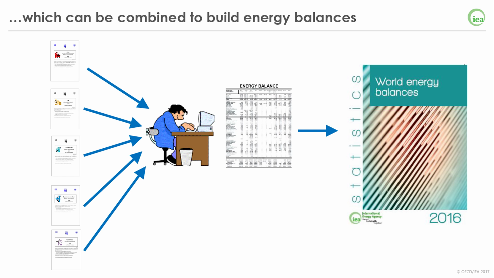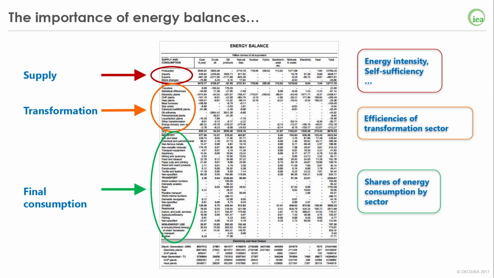Energy balances give a very powerful piece of information and permit, combined with some macroeconomic data, to calculate aggregated indicators. As for example, as we have seen before, the energy intensity, coupling total primary energy supply with GDP, or the energy self-sufficiency. We can also calculate the efficiency of the transformation sector, as for example, the electricity generation efficiency, and for example, the share of energy final consumption by sector.